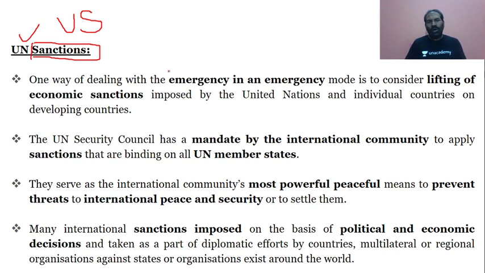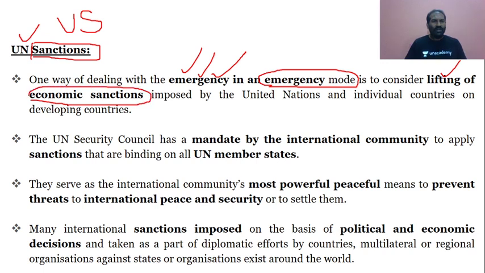Now, one way of dealing with this is to deal with the emergency in an emergency mode itself. Whenever there is an emergency, we have to get into the emergency mode itself. Only then can we tackle the emergency, and we can overcome the emergency. And this mode is to consider what? Lifting of economic sanctions. That is what I was trying to make you understand, how the economic sanctions impact the developing countries and then the poor countries.